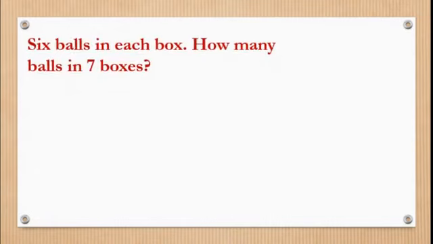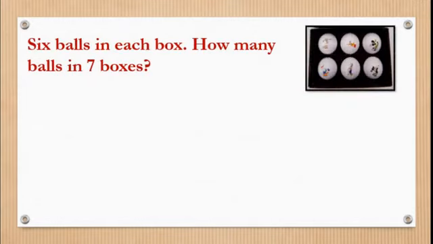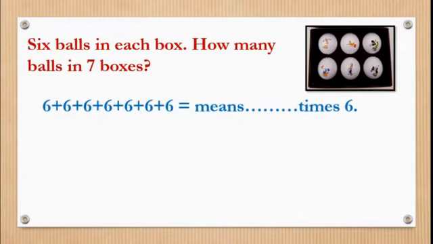Okay, 6 balls in each box. See there, 6 balls are there in one box. How many balls in 7 boxes? Okay, same type of 7 boxes are there. We have to count how many balls there are in total in 7 boxes. So how will we write? 6 balls in each box, means 6 we will write 7 times, isn't it? Means 7 times 6.